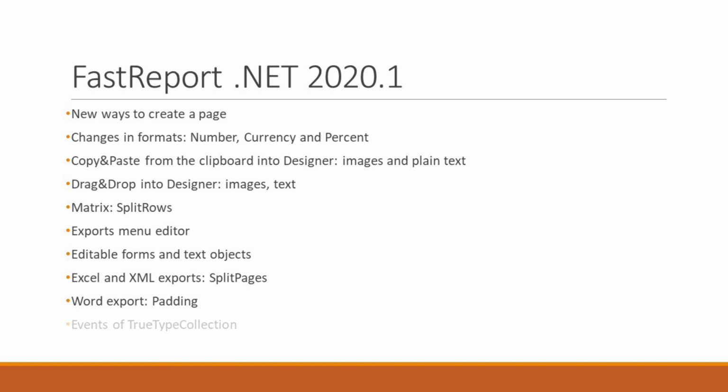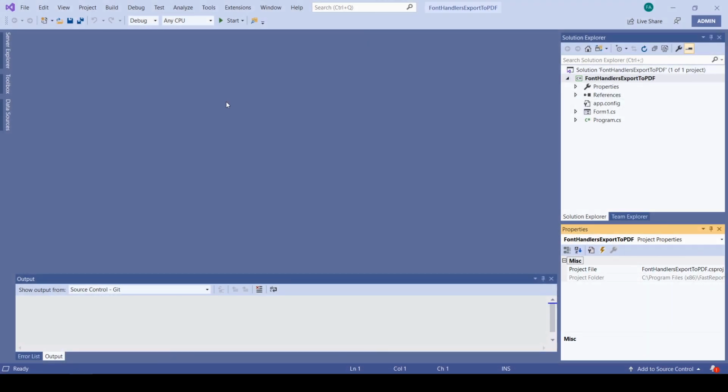And next are the events of the TrueType collection. So some users had a problem, so they couldn't export to PDF on computers that couldn't write to disk. The reason of that was the font list file. In the current version, there are now events that allow you to operate the fonts using a custom algorithm and not the default font list.